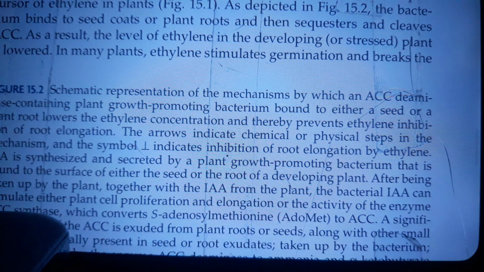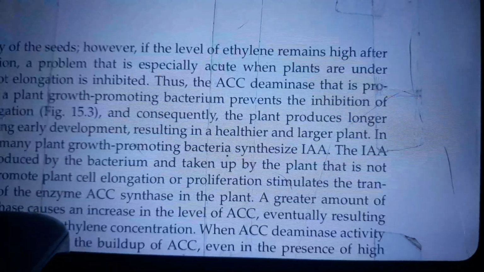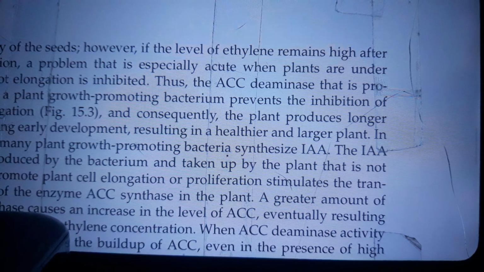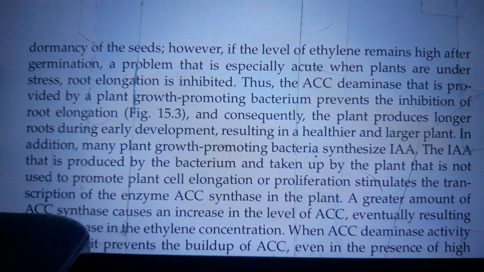In many plants, ethylene stimulates germination and breaks the dormancy of the seeds. If the level of ethylene remains high after germination, a problem that is especially acute when plants are under stress and root elongation is inhibited, growth suffers. Thus, the ACC deaminase that is provided by a plant growth promoting bacterium prevents the inhibition of root elongation, and consequently the plant produces longer roots during early development, resulting in a healthier and larger plant.